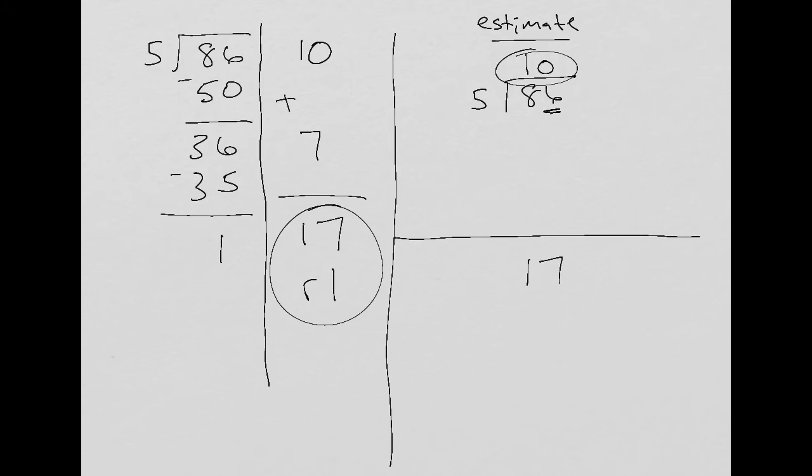We took 17, we took it times 5. That is 85, plus my remainder of 1, and I get 86. And so the answer, or the quotient, would be 17. There would be a remainder of 1.